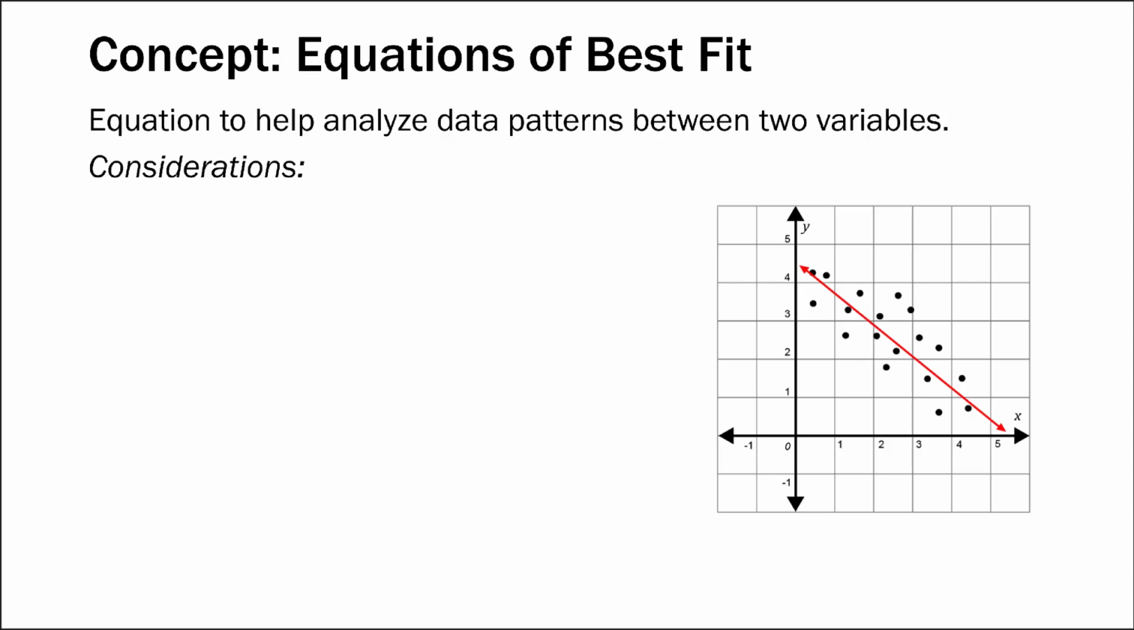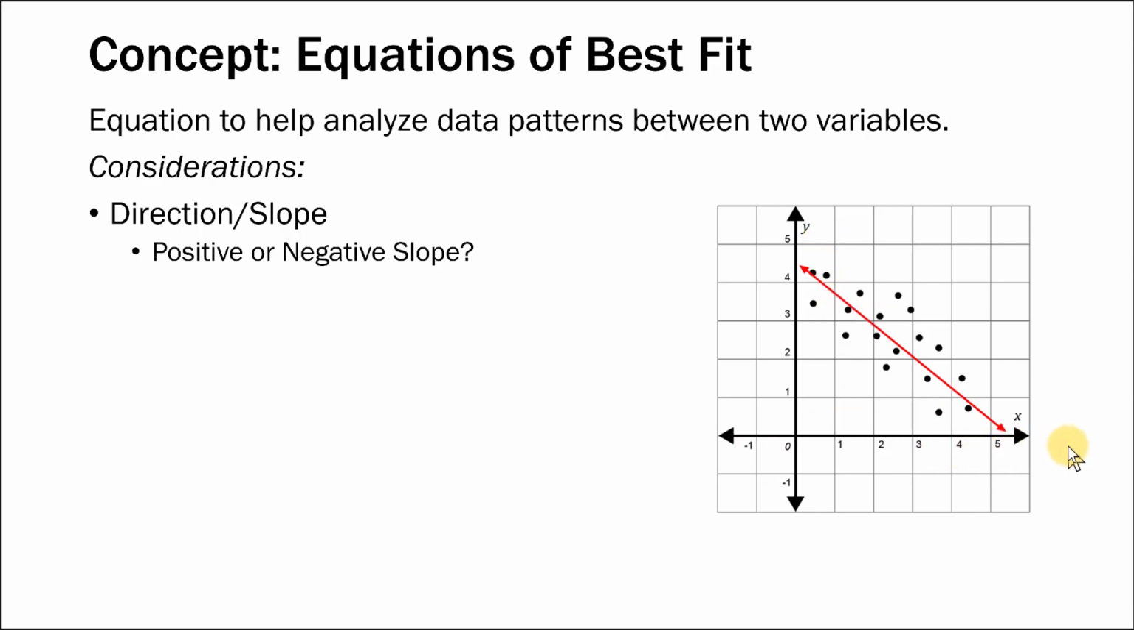So some considerations with these: we're going to consider slope. Do we have positive or negative slope for the line? We refer to that as the direction when we're talking about these data sets. If you hear direction, think: as x increases, what is y doing? Is y going up or is y decreasing? So for this example, as x increases, our y decreases, so we would say that this has a negative direction.